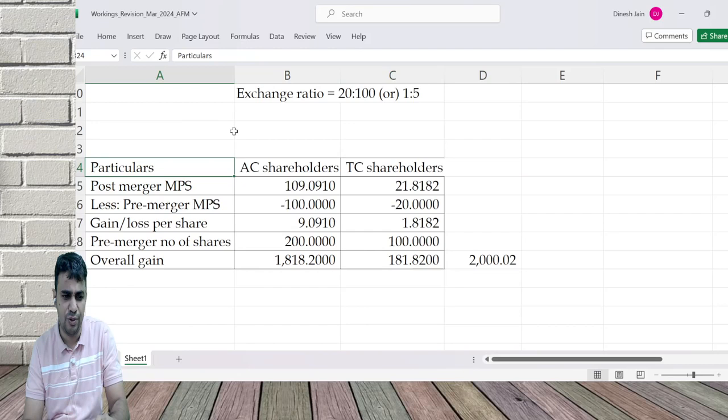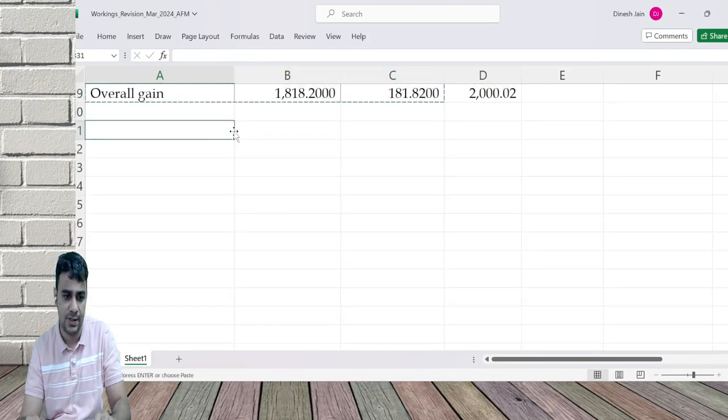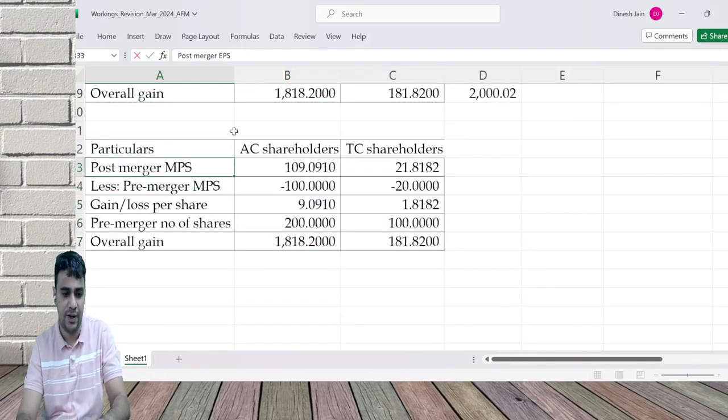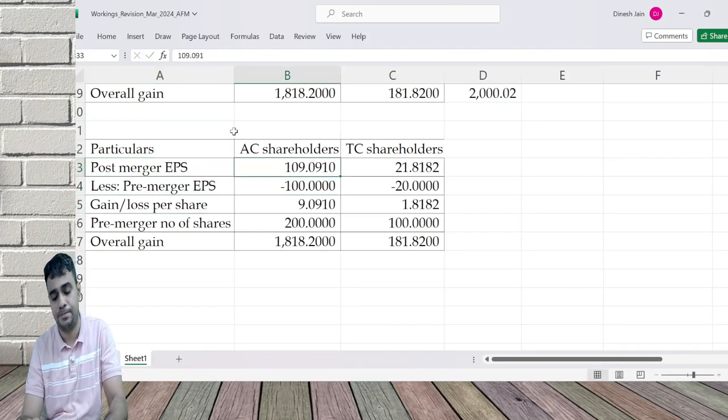Next, same calculation. You need not write this now. I'm doing it on EPS. Don't write it because you will end up wasting time there. I'll quickly show you. What is the post merger EPS?